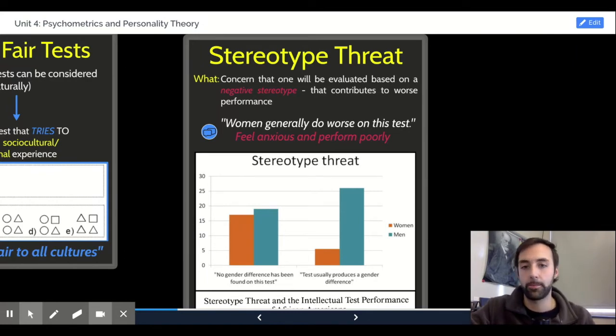A common one, and these studies have been shown, is that if you tell someone women do poorly on this test or men do poorly on this test, groups that are told that prior to taking the assessment are going to do worse relative to if they were told nothing at all. So it's really important that when you're giving some type of assessment, you don't frame it in such a way that you set up failure or at least some type of worse performance out of your test takers. If you have an IQ test, you want to authentically evaluate IQ. You don't want to produce feelings of anxiety that might result in poor performance as a result of presenting some type of negative stereotype.